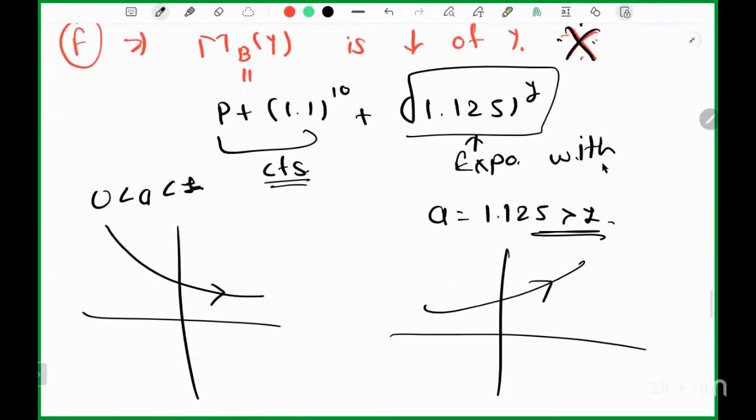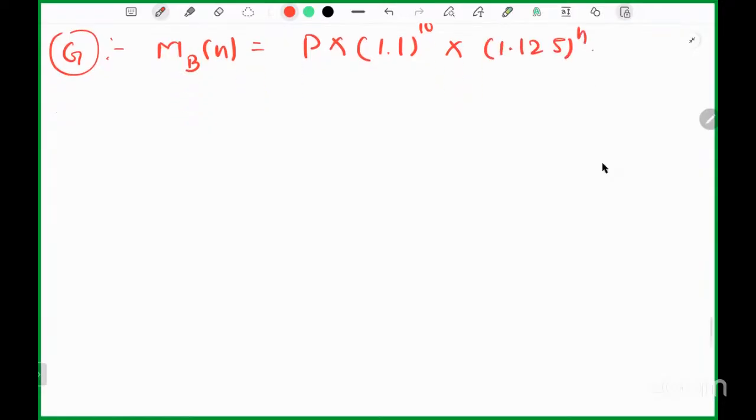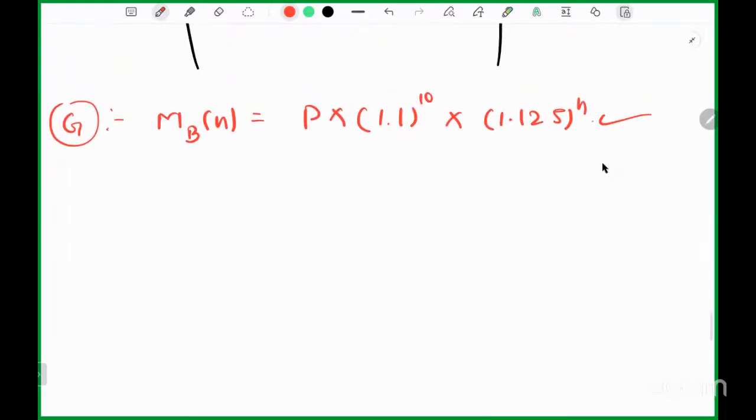So option number G says that MB of n is equal to P into 1.1 to the power 10 into 1.125 to the power n, which is correct because MB of y is given like that. MB of y is P into 1.1 to the power 10 into 1.125 to the power y. So in place of y, we have replaced it with n. That's why option number G is correct.